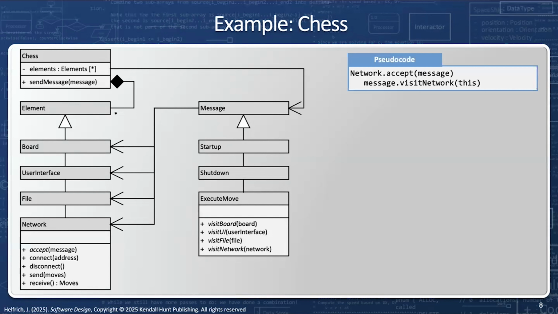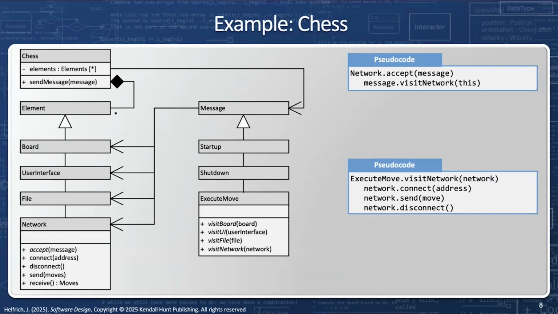So network gets a generic message, and it's going to say, I don't know what to do with this message, because of course network knows nothing about messages. So then it's going to call message.visitNetwork. Now, visit network knows how to convert this message into the specific calls to connect, disconnect, send, and receive. And so execute move.visit network will say, hey, I need to connect to this address, send a move, and then disconnect. And that's how execute move is going to know how to interface with network.